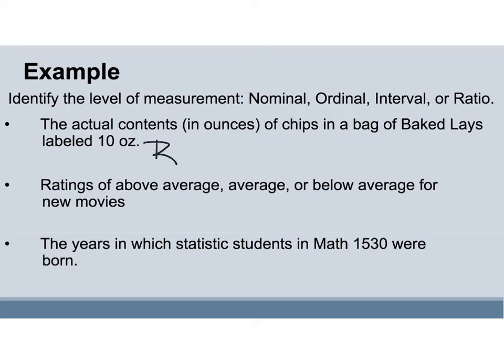Ratings of above average, average, or below average for new movies. Well, that's a categorical data measurement, and it does have an implied order. Above average is good, average is okay, below average is bad. When you were saying those, you'd always put them in a certain order. So that's ordinal. The years in which statistics students in Math 1530 were born. Years are interval data.